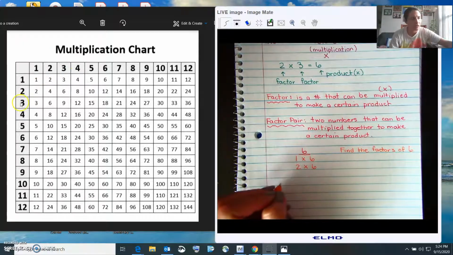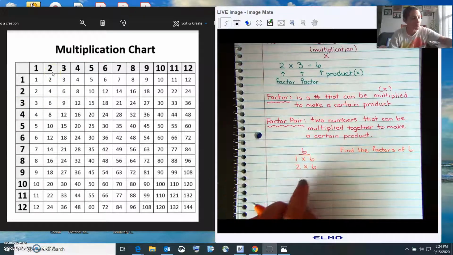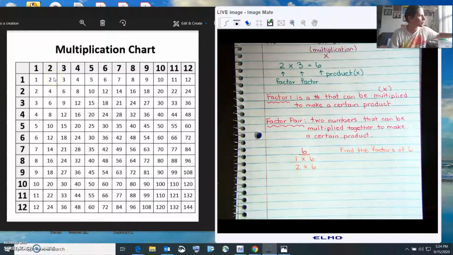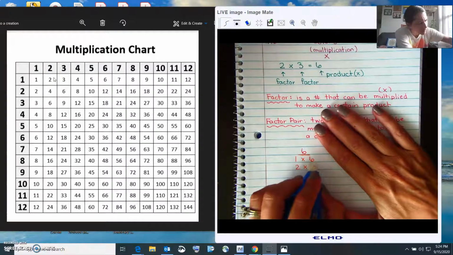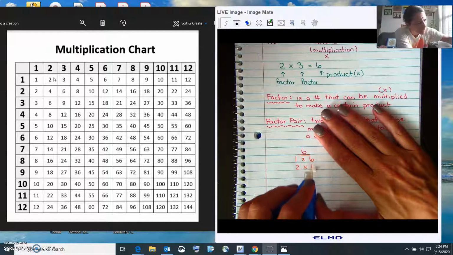Then I go to 3. Is there anything times 3 that gives me 6? Oh, there's 2. Oh, Miss Corbin wrote the wrong number. Sorry, I was too busy saying 6.